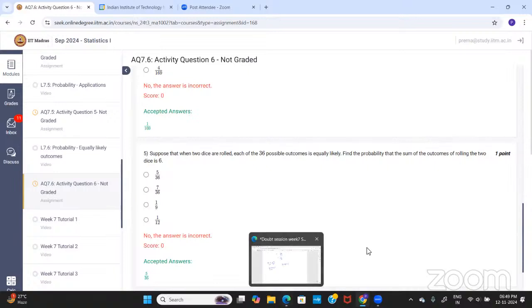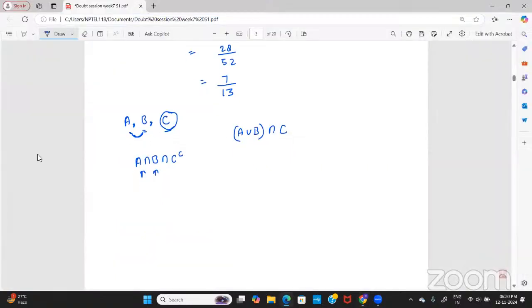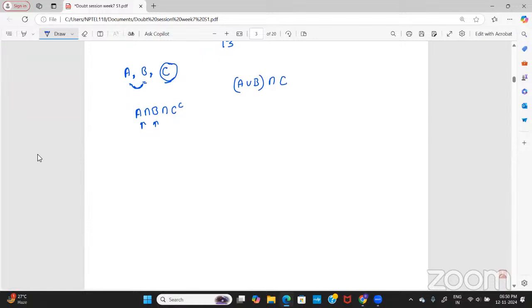So we have to take those cases where the sum of the outcomes will be 6. The total of 36 possible outcomes will be there: 1,1, 1,2, like this. Is it clear?